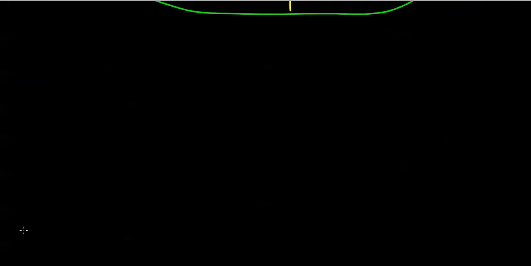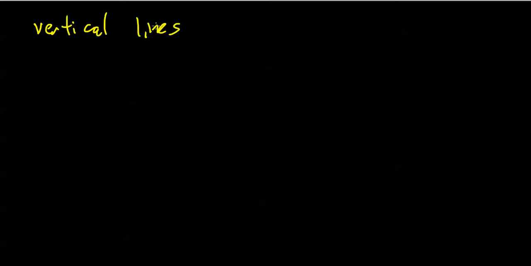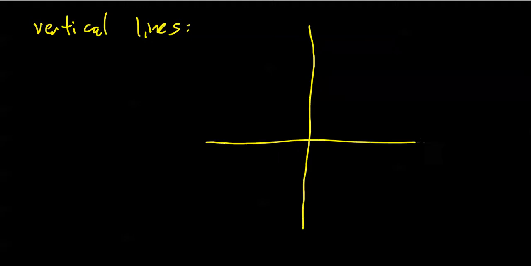Let's talk about vertical lines. What do vertical lines look like? Let me try to do one here. I'll do this freehand. It takes too long with the ruler. Alright, let me draw a vertical line. I'll put it in red. This is a vertical line. Okay?